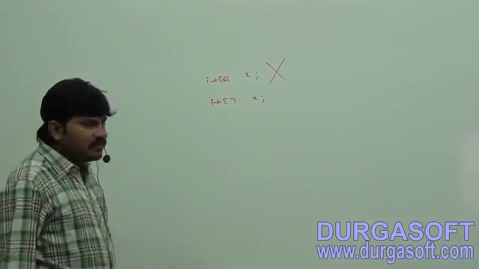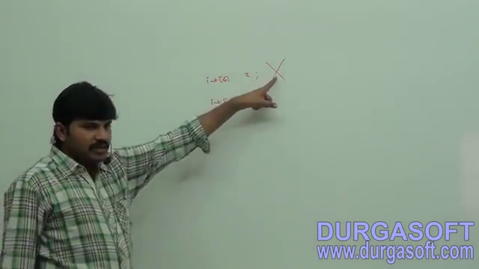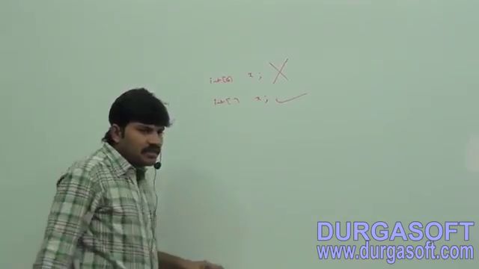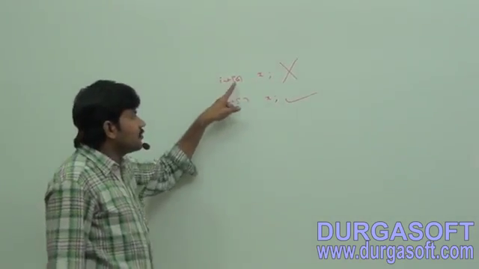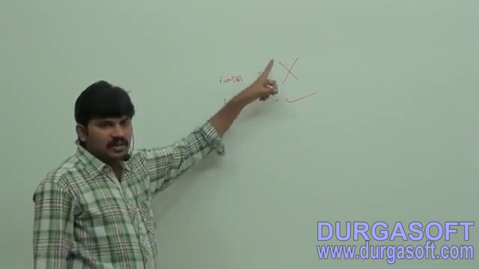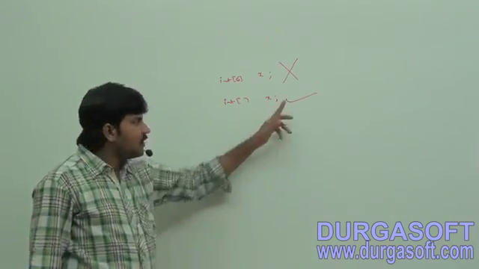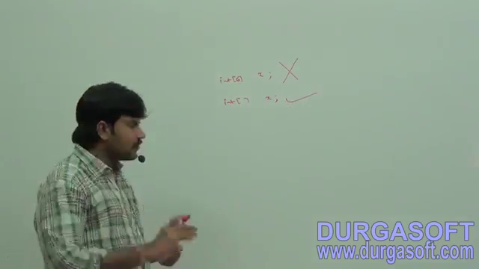Now, int array X. Anyway, this one is invalid. Is this one valid or not? Perfectly valid, because at the time of declaration, we can't specify the size. Here we specified the size, that's why it is invalid. Here we are not specifying the size, that's why this is valid. I hope it is clear at this point.